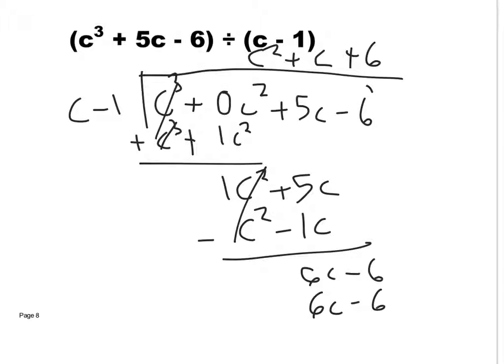6c minus 6. And I subtract. 6c minus 6c cancels out. What is negative 6 minus negative 6? Nothing. They cancel each other out too. So there's my answer. Alright, so here's your assignment for today.